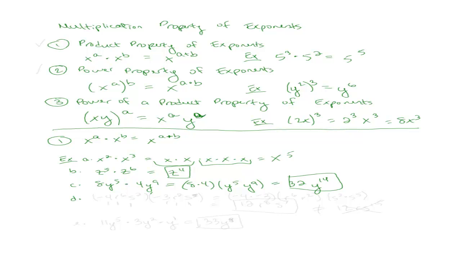Let's try another one. Say I have negative 4 r to the 6th s squared times negative 3 r squared s to the 5th. It's a little bit more complicated, but it's really the same thing. What do I do here, do you think? Same thing. What do we mean by the same thing?